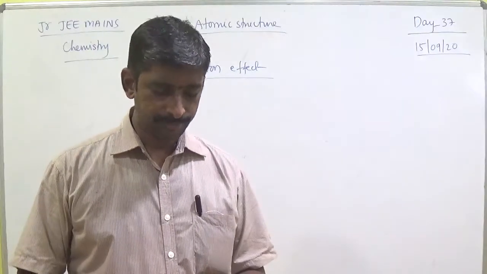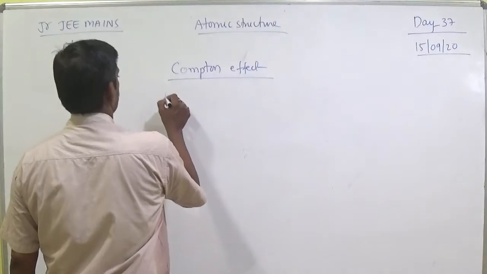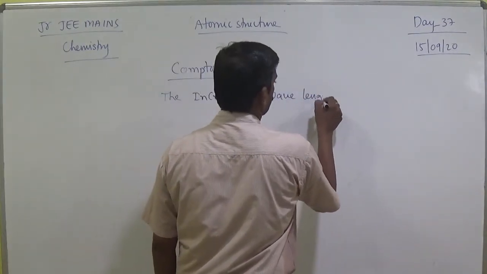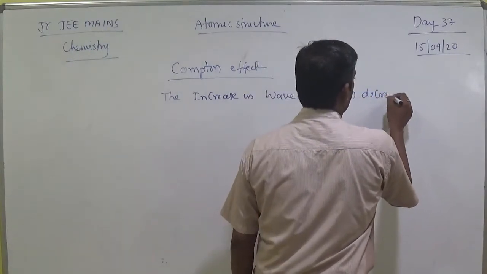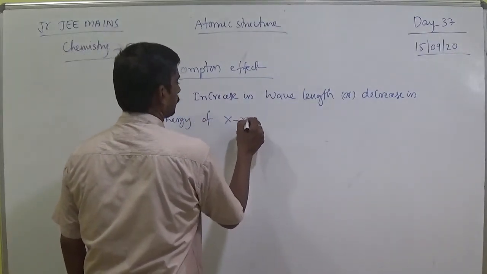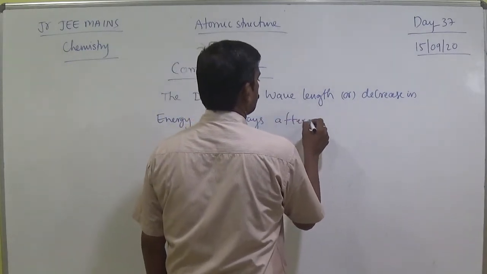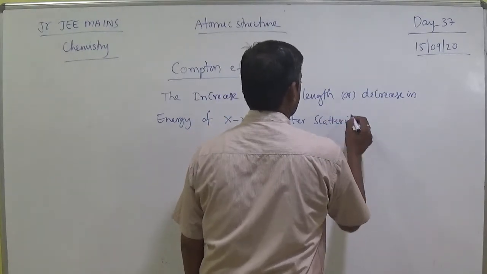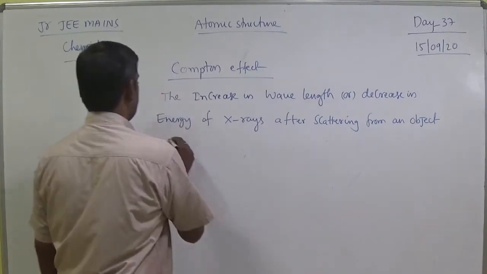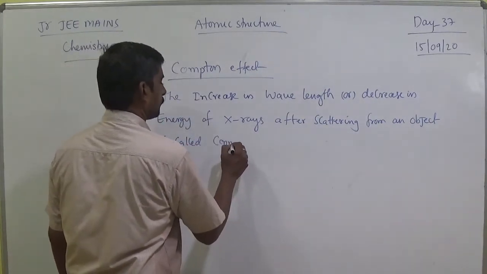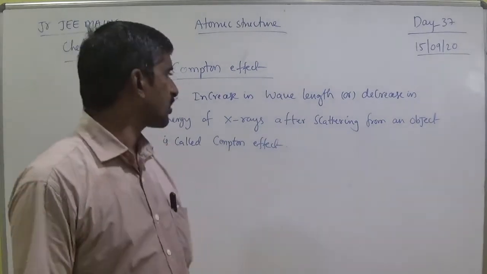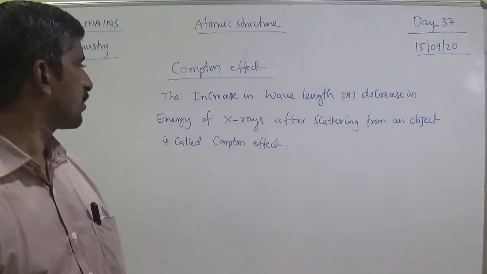So the Compton effect definition: the increase in wavelength or decrease in energy of X-rays after scattering from an object is called Compton effect.